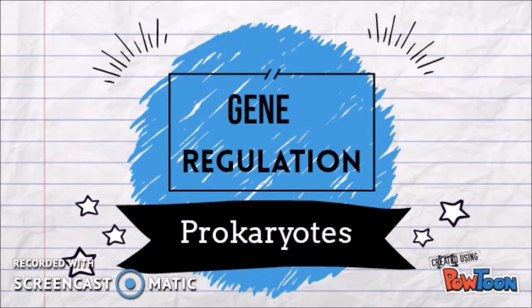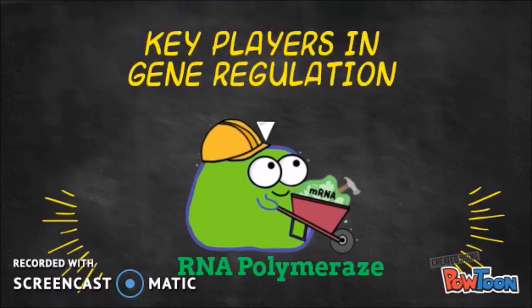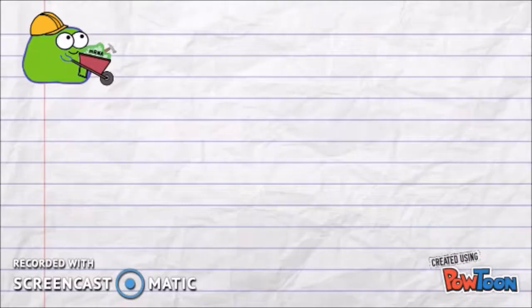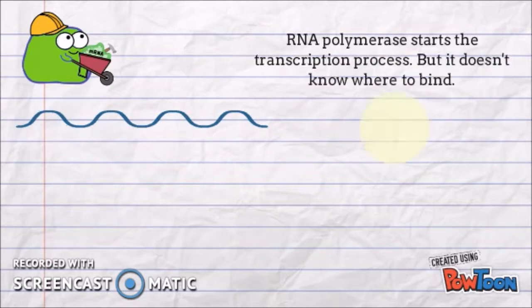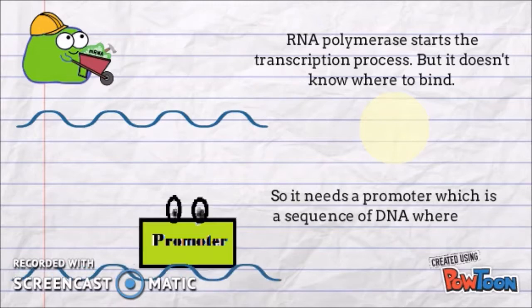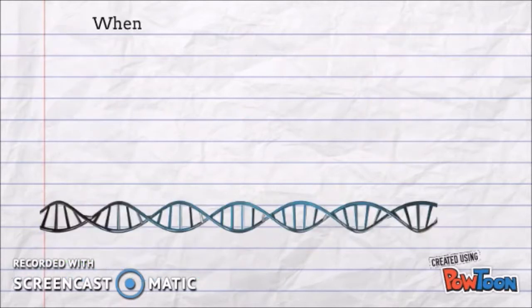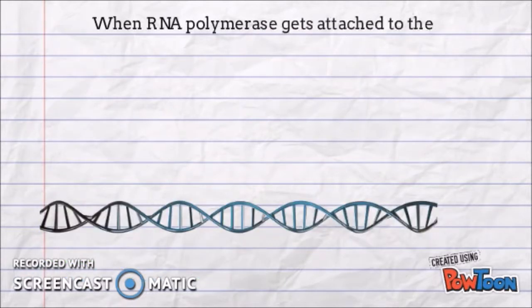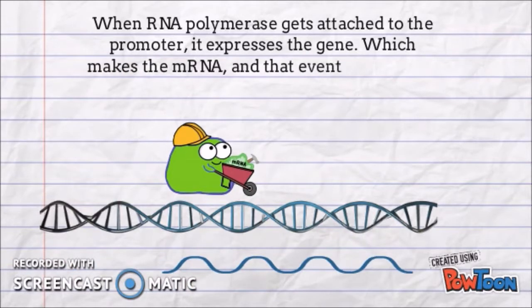Gene regulation in prokaryotes. One of the key players in gene regulation is RNA polymerase. RNA polymerase starts the transcription process, but it doesn't know where to bind. So, it needs a promoter, which is a sequence of DNA where the RNA polymerase can bind. When RNA polymerase gets attached to the promoter, it expresses the gene, which makes the mRNA, and that eventually makes the protein.